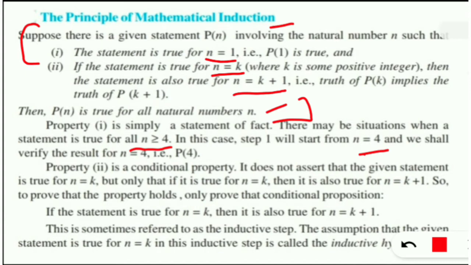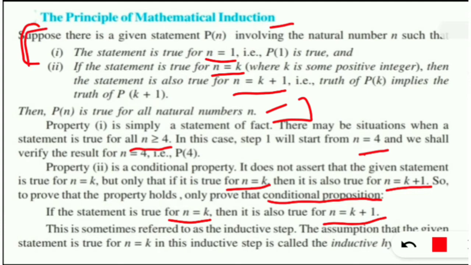Next, property 2 is a conditional property. It does not assert that the given statement is true for n equals k, but only that if it is true for n equals k, then it is also true for n equals k plus 1. So to prove that the property holds, we only prove that conditional proposition. If the statement is true for n equals k, then it is also true for n equals k plus 1. Clear?